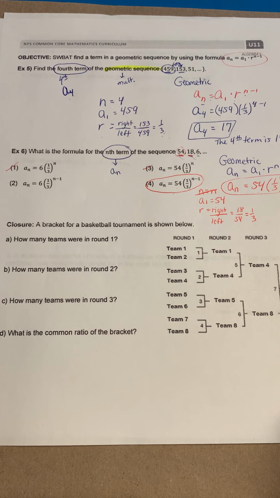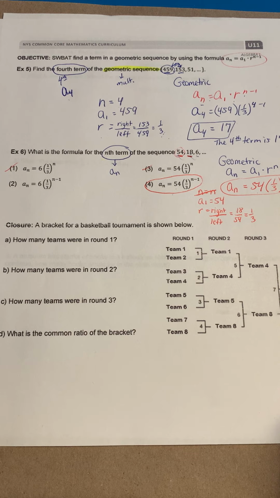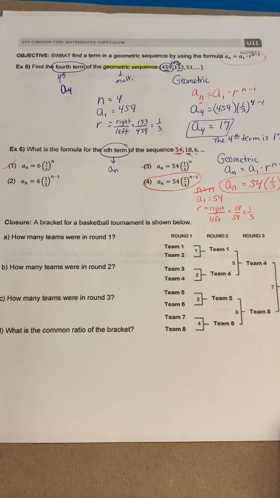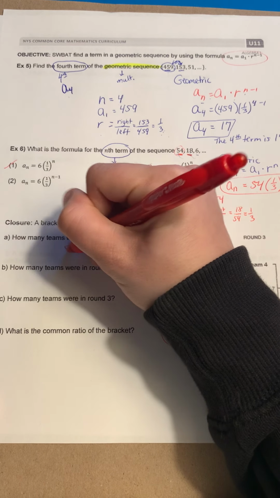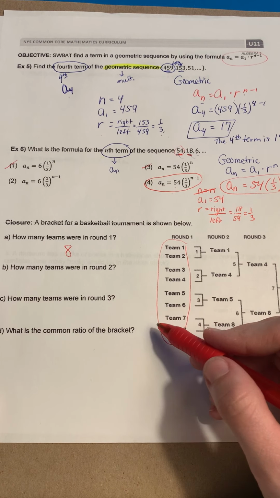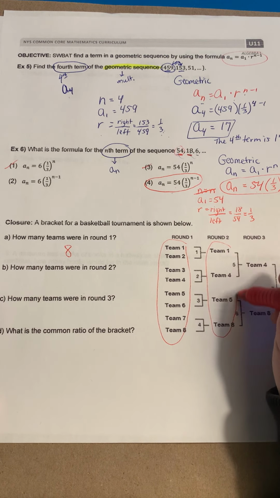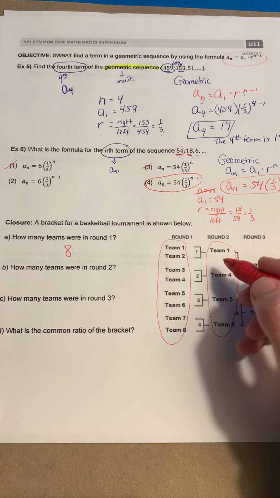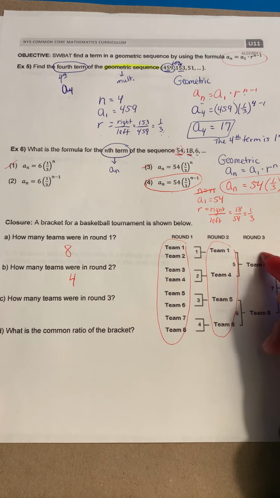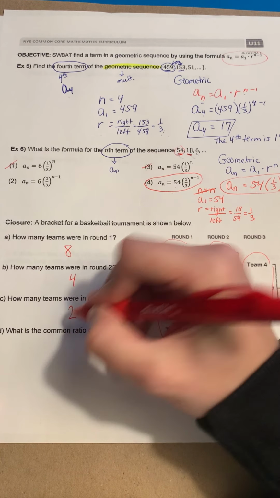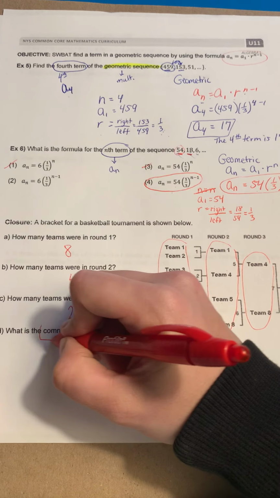Looking at the closure real quick, it says a bracket for a basketball tournament is shown below. How many teams are in round 1? So you're going to look here for round 1. Well, if you count them up, there's 8 teams. How many teams are in round 2? Well, if I look here, round 2 has 4 teams. There's 4 different names. How many teams are in round 3? Well, I'm left with 2. What is the common ratio?